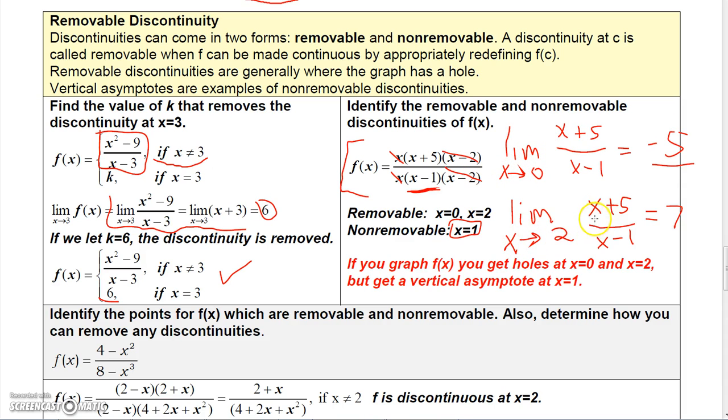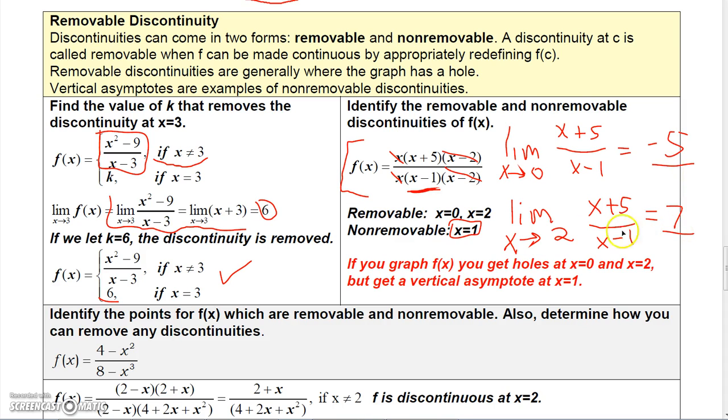I can take the limit of this function at x equals 2, and when I take the limit of that, I get 7 over 1, which is 7. So if I redefine this function to be 7 when x equals 2, then it would be continuous at 2. And the reason is that the limit equals negative 5 as x approaches 0. So if you define the function to be negative 5 when x equals 0, then you're making the limit and the functional value equal.